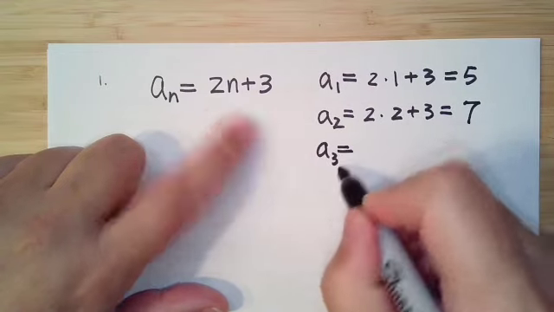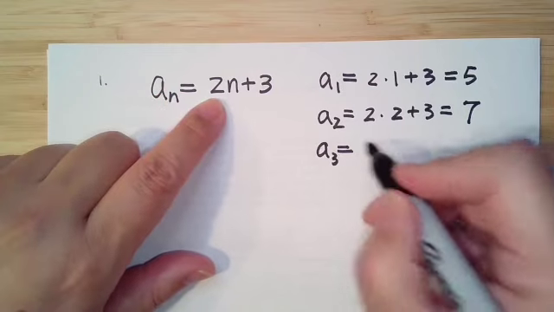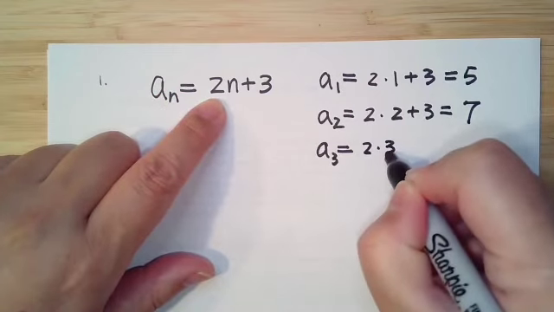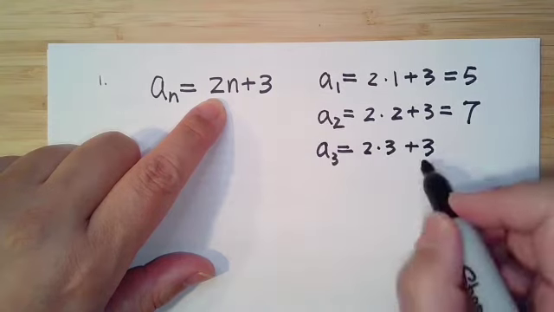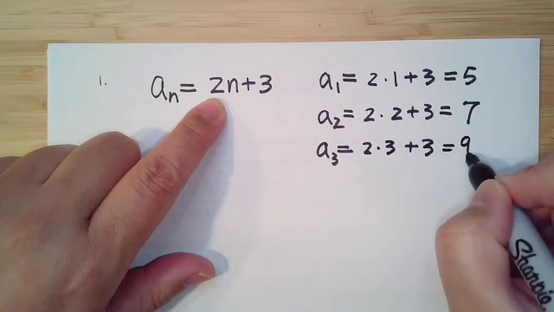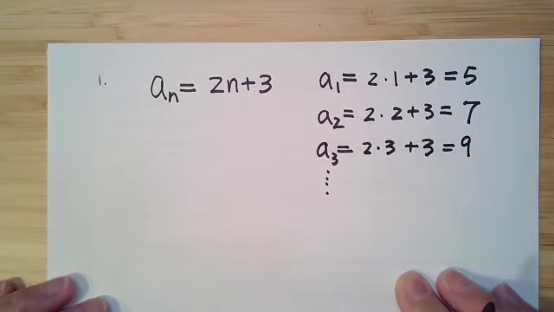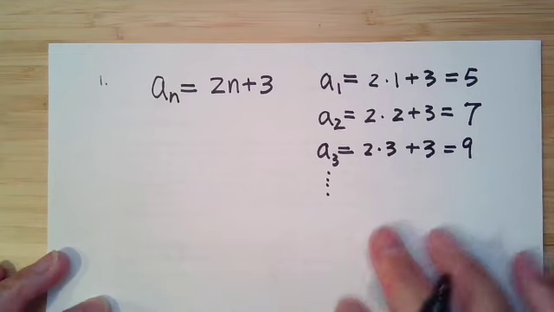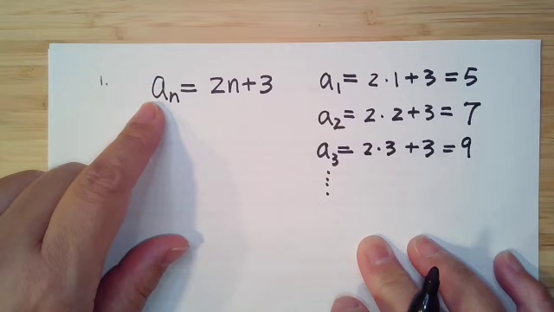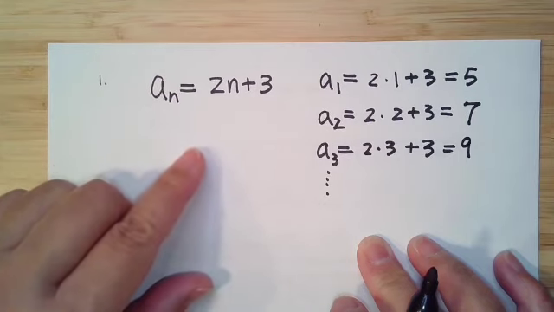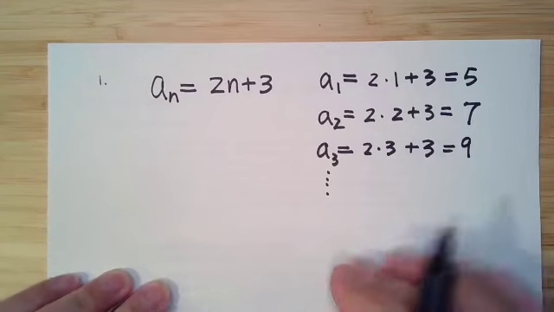So I can continue. I get a3. In this case, n equals 3. So that will be 2 times 3 plus 3, 6 plus 3, 9. I can use this formula and continue. I can get all the terms. So this is one way: I give you the formula, you can write an, and then you substitute n from 1, 2, 3, 4, 5, 6, 7. All right, so that's number one.